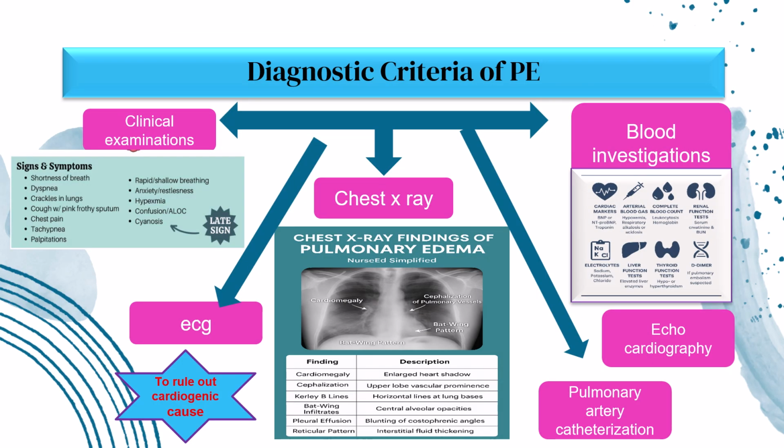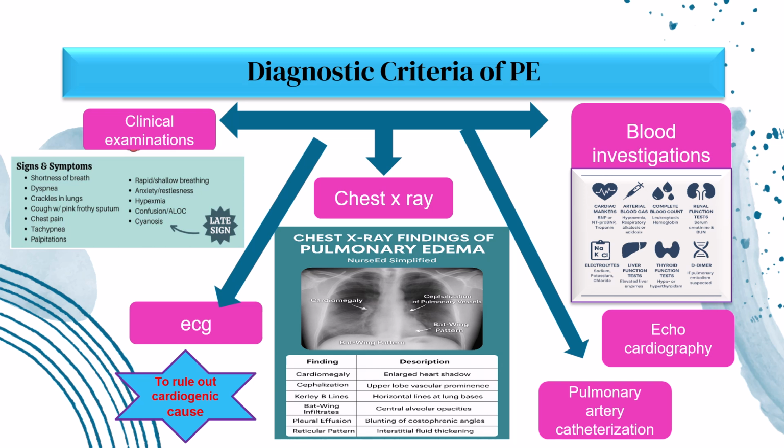Now, as I said, we have something called the diagnostic criteria. First, you can learn it by heart or do anything you want to remember it, but you must remember that if you see a patient with shortness of breath, dyspnea, crackles, cough with pink frothy sputum, chest pain, tachypnea, palpitation, rapid and shallow breathing, anxiety, hypoxemia, confusion, cyanosis, though it is a late sign, it will be a great diagnostic evaluation of pulmonary edema.